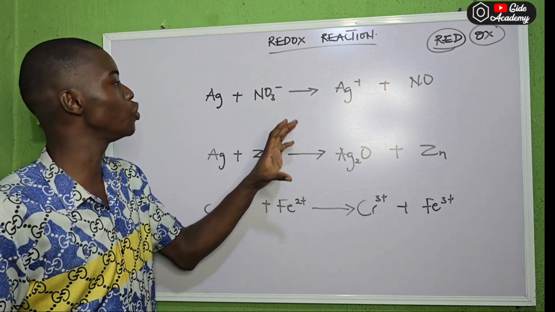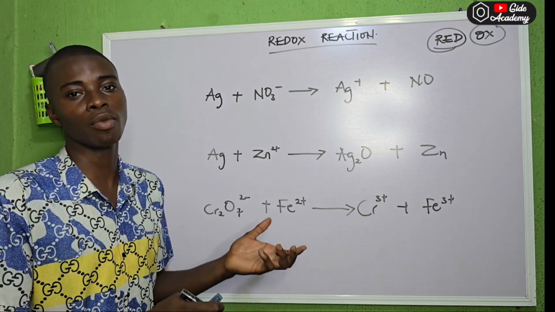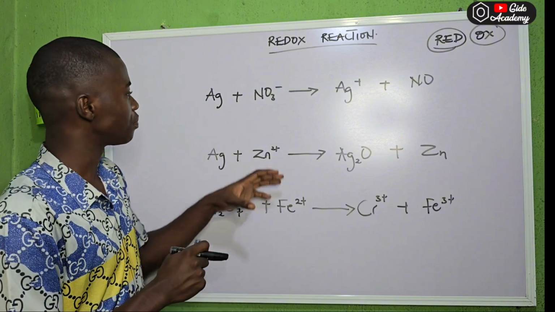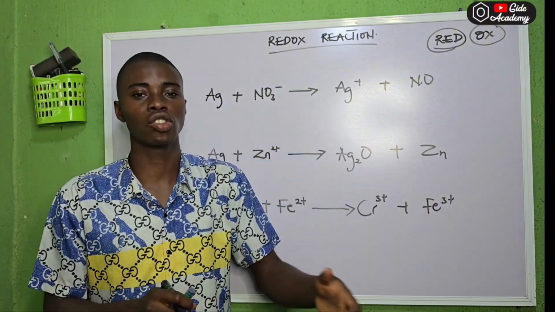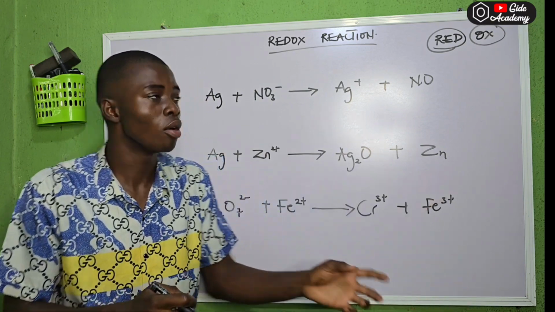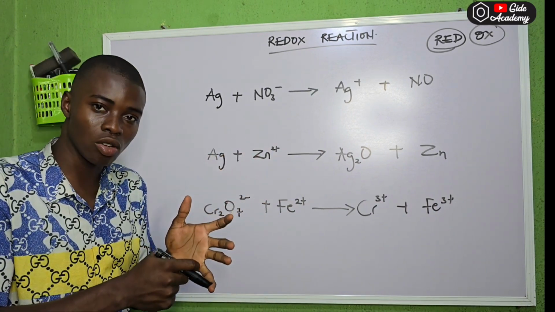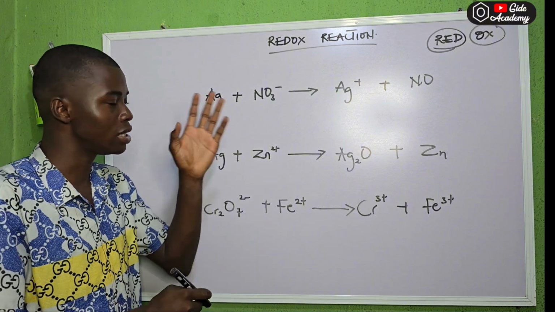Balancing a redox reaction is kind of complex compared to balancing an ordinary chemical reaction. In balancing a chemical reaction, what you just need to do is balance the atoms. You don't need to balance the electrons. But in balancing a redox reaction, there is need for you to balance the atoms and then the electrons.